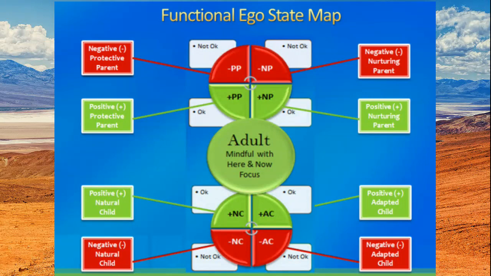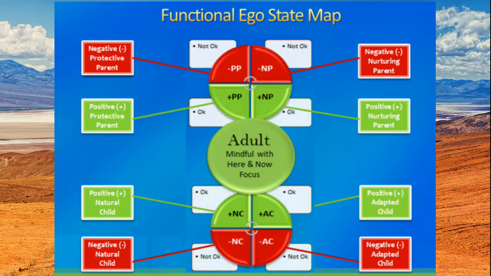Okay, referring to the diagram, the negative protective parent is the punitive and/or demanding critical parent ego state that tries to control self and others with shaming messages like should, must, and ought to rules. This ego state functions under the philosophy that self or others are not okay and they need me to set them straight.